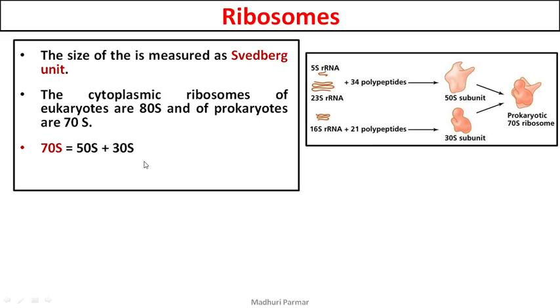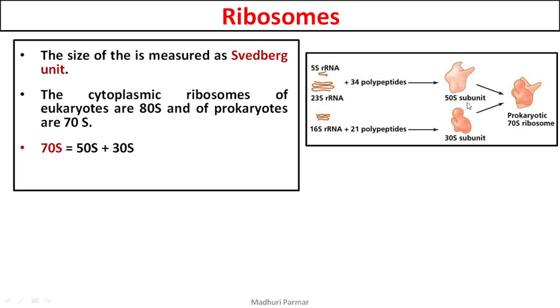30S. One thing to remember is that here the rules of addition do not directly apply. 50 plus 30 should give you 80, but they do not make 80. When the large and the small subunit are bound together and you try to sediment them, they sediment at 70 units. So 70S is 50 plus 30. Always remember this. Now let us see what these subunits are made up of.